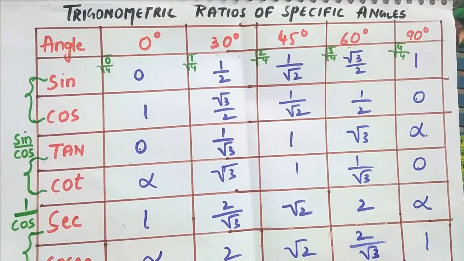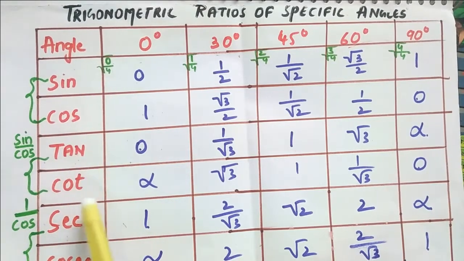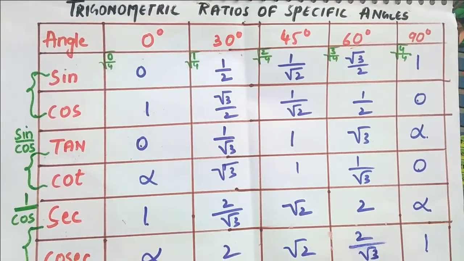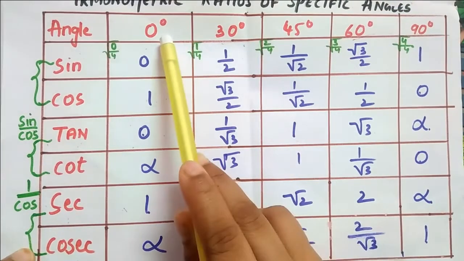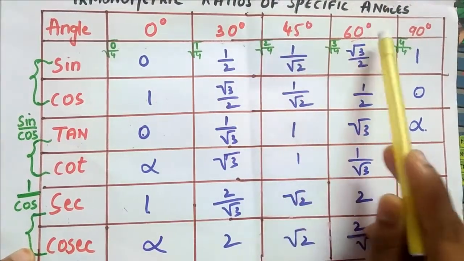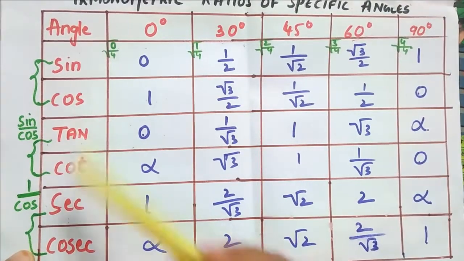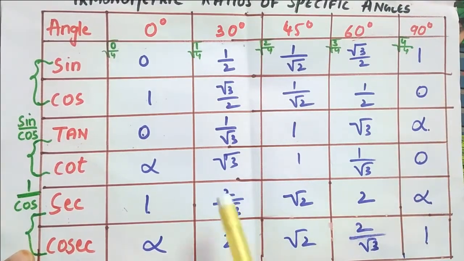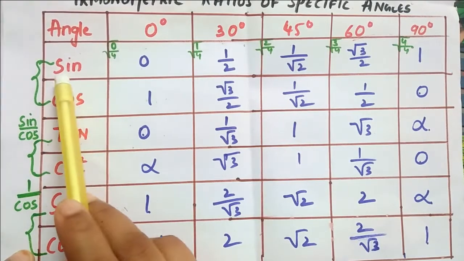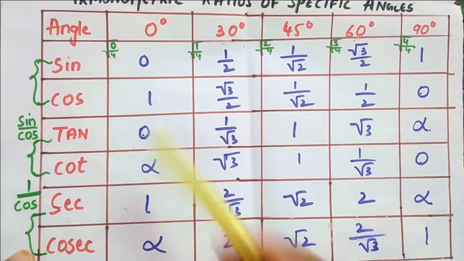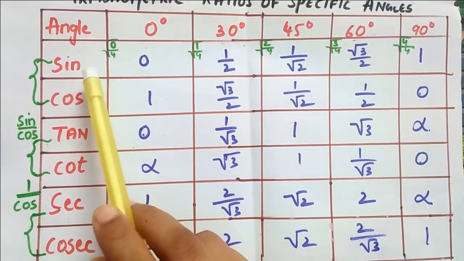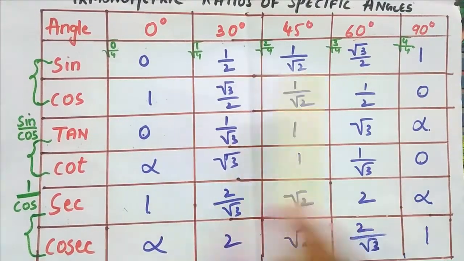See, there are the 6 ratios: sine theta, cos theta, tan theta, cot theta, secant theta and cosecant theta, right? Here we have the specific angles: 0 degrees, 30 degrees, 45 degrees, 60 degrees and 90 degrees. So we need to remember this table. The easiest way to remember the table is to remember the sine values, and the other things you need to play around with. So how to actually make up the sine values?